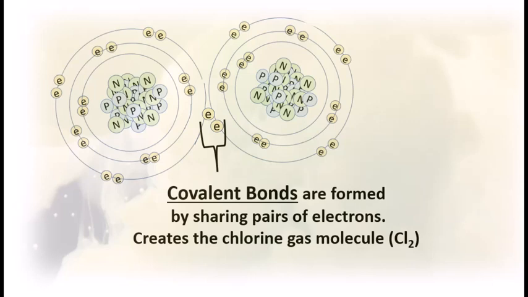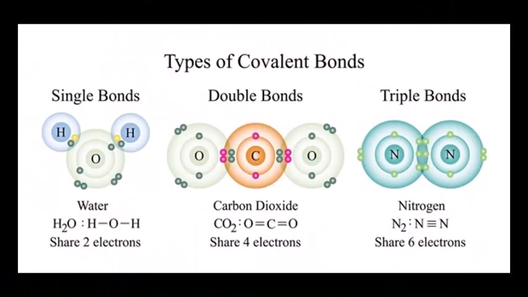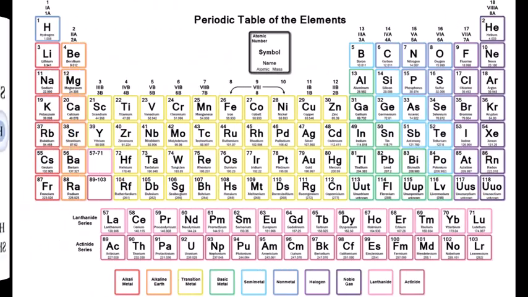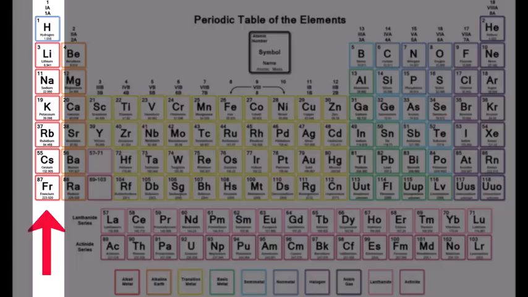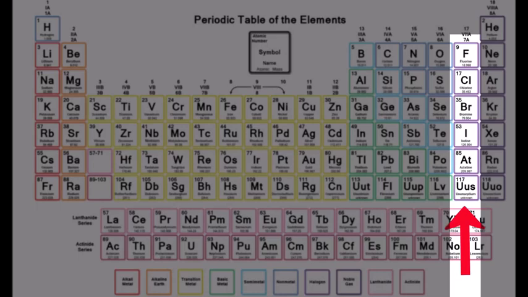Atoms can actually share 1, 2, or 3 pairs of electrons, forming single, double, or triple bonds. These bonds are stronger than the ionic bonds. Let's revisit that periodic table for a minute. We said that elements within a family have similar properties. If you drew out the structure of the atoms in family 1, you would find they all have 1 valence electron, while the elements in family 7 all have 7 valence electrons.